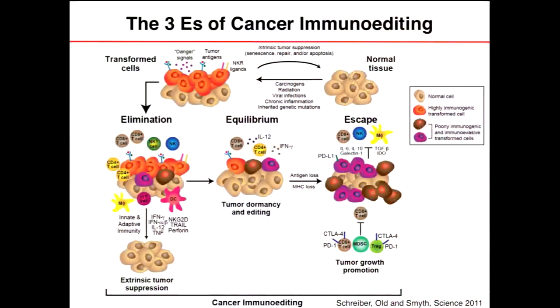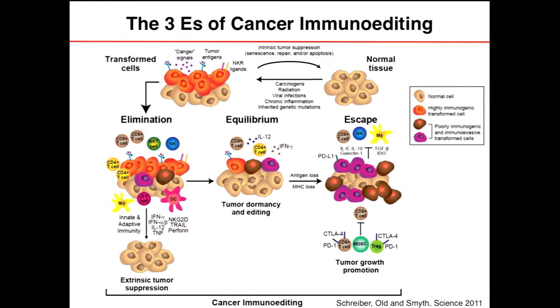It protected the host against cancer, but if it failed to do so, it shaped the immunogenicity of tumors that formed and therefore promoted cancer development. And for this reason, we realized that the term cancer immunosurveillance was more of the problem than the actual process. And so we renamed the concept cancer immunoediting, but expanded its scope.